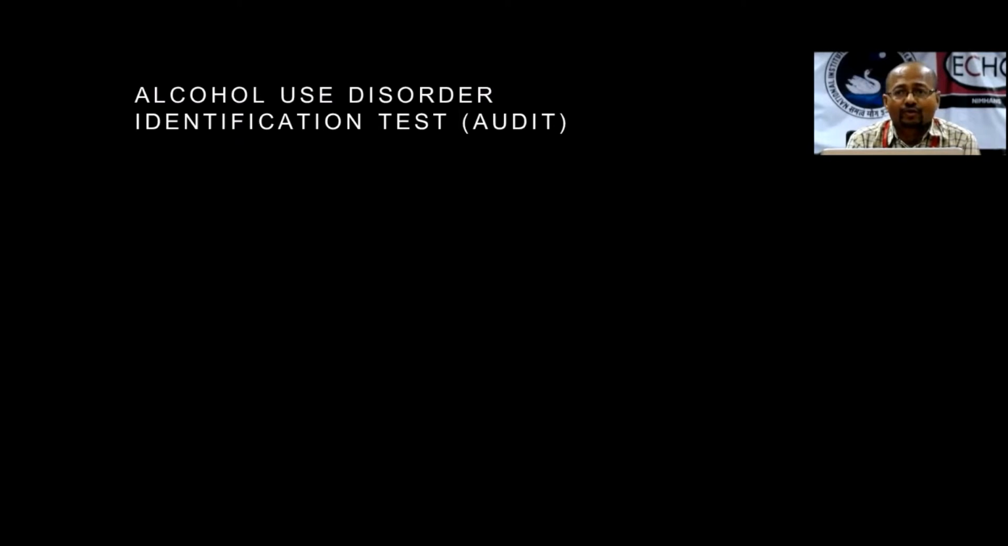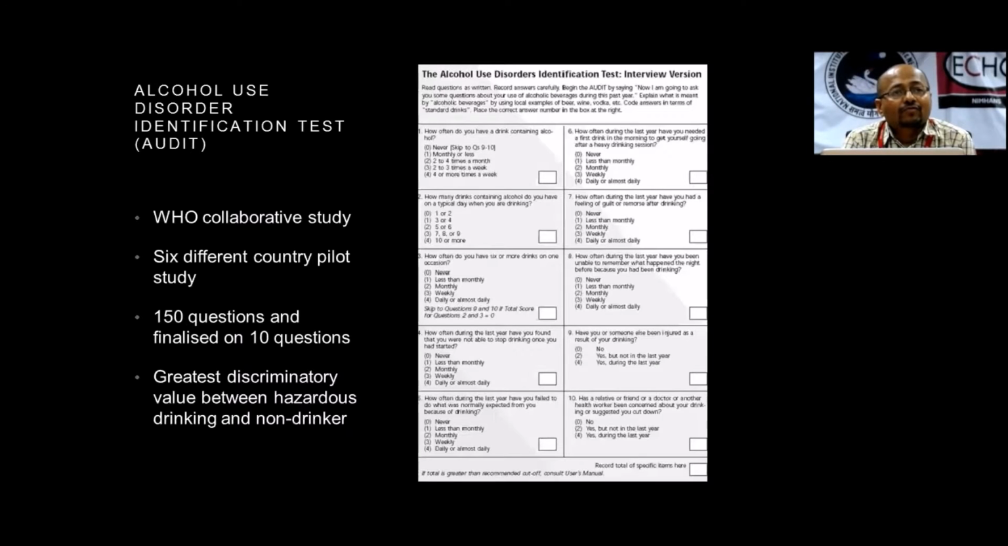It's free and downloadable. I'm very sure, but I still think it's good to use it as an objective measure in your own practice. If you look at why AUDIT is so popular, it's part of the WHO 6-country collaborative study. They came up with 150 questions when they did the study, and then narrowed it to only 10 questions which have the greatest discriminatory value between hazardous drinking and non-drinking. So it's been tested and used by multiple centers, and a lot of literature has come out. I'm not going into the details of all this; you'll get it on the website.